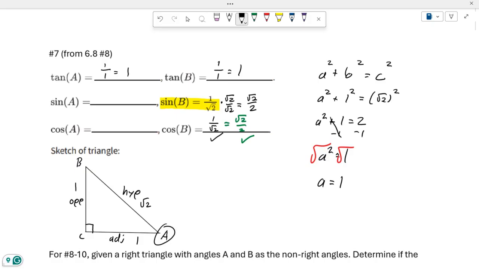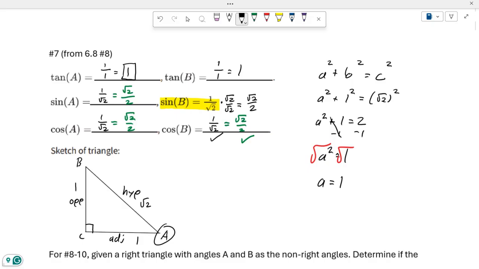Sine is opposite over hypotenuse, and so that's 1 over root 2, which, if you want to be extra, you could say is root 2 over 2. And cosine is adjacent over hypotenuse, which is also root 2 over 2. And yep, I'd say that should be it.